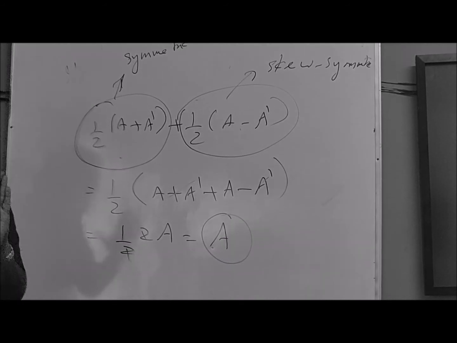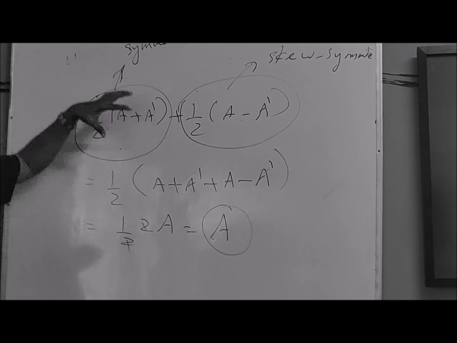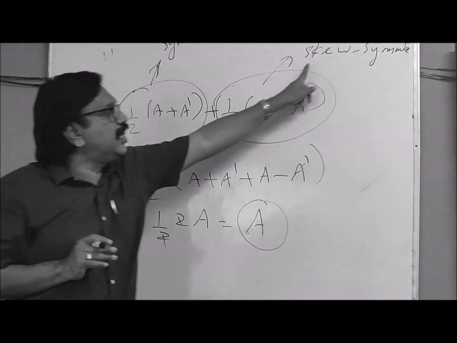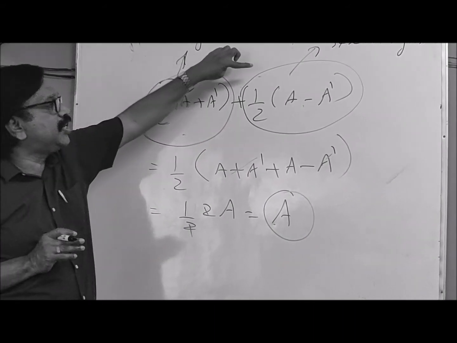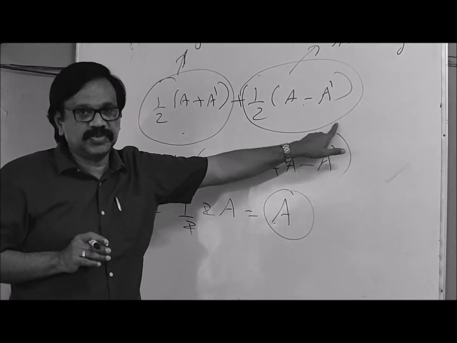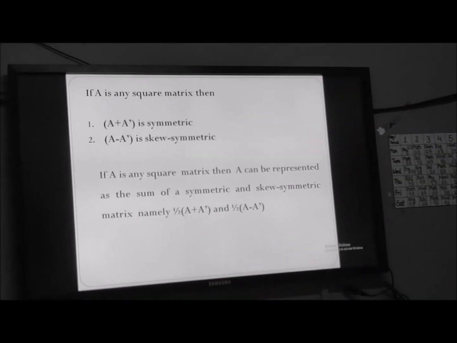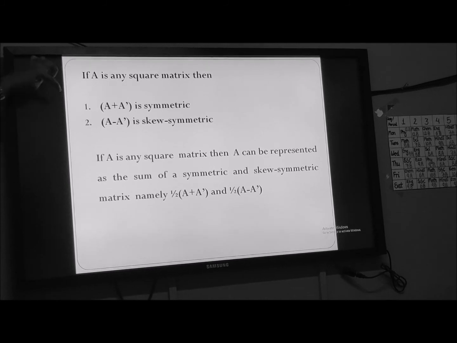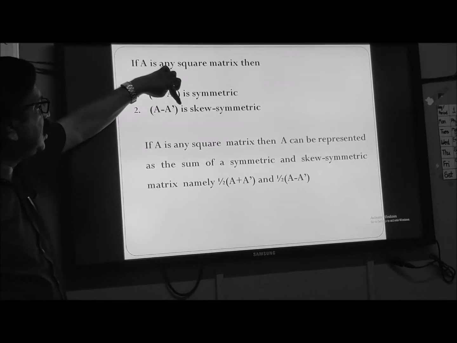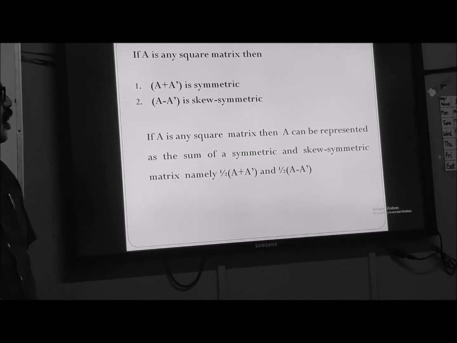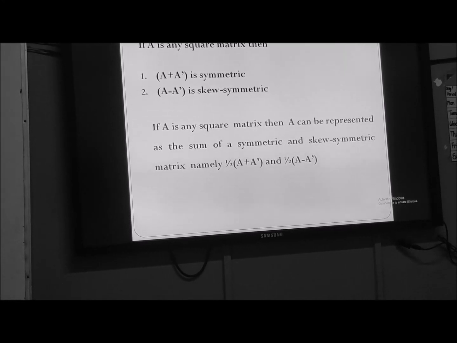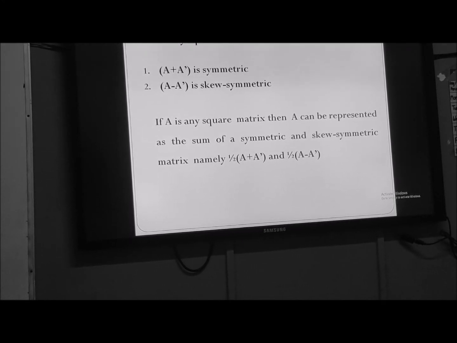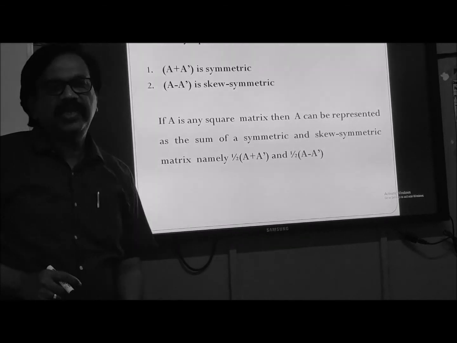Therefore, if A is any matrix, it can be represented as the sum of a symmetric matrix and a skew symmetric matrix. The symmetric matrix is half into A plus A transpose, and the skew symmetric matrix is half into A minus A transpose. Here also we can see, if A is any matrix, then A plus A transpose is symmetric and A minus A transpose is skew symmetric. Then, if A is any square matrix, A can be expressed as the sum of a symmetric and a skew symmetric matrix, namely half into A plus A transpose and half into A minus A transpose.